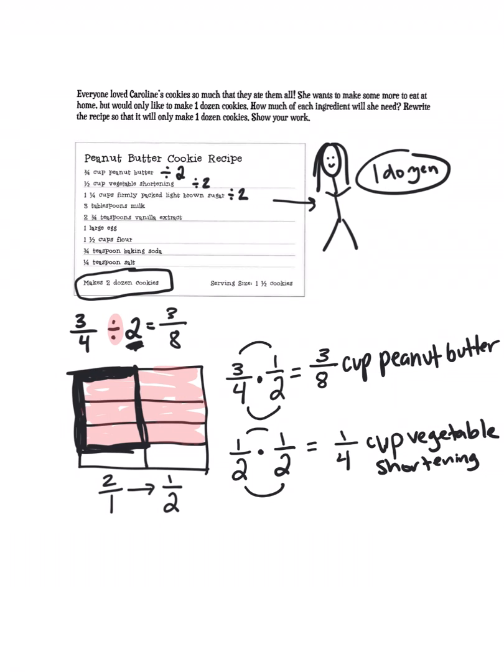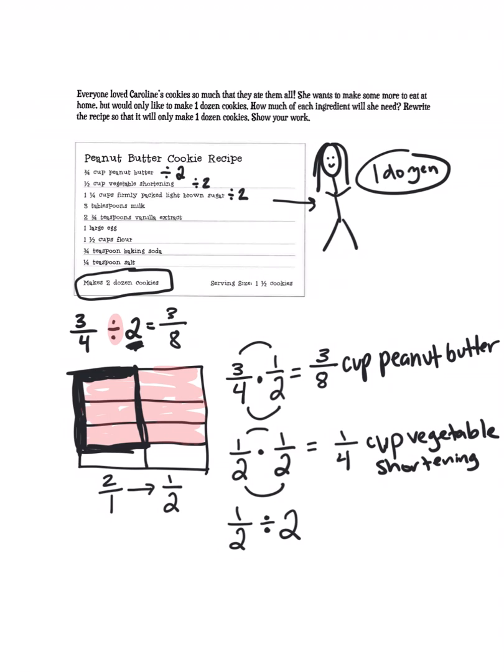I can do the same operation using division. If I take the 1/2 cup of vegetable shortening and divide it into 2 equal pieces, then I'm going to go ahead and multiply by the reciprocal and still get 1/4 of a cup. So that's just 2 different ways to get the same answer.